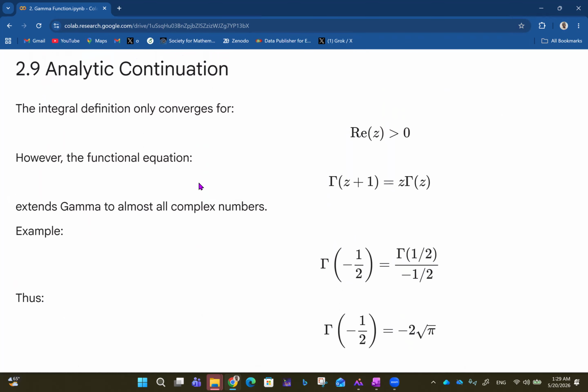Then for analytic continuation, the integral definition only converges for the real part of z greater than 0. However, the functional equation gamma(z+1) equals z gamma(z) extends gamma to almost all complex numbers. For example, if you have gamma of minus half, what's basically happening here is this. If we have gamma(z+1), that's z gamma(z).